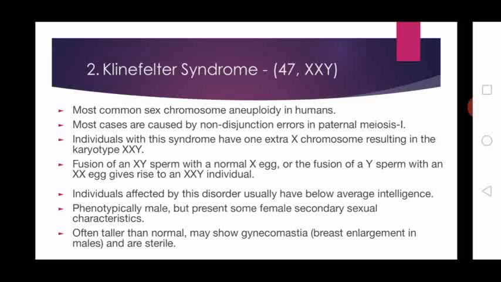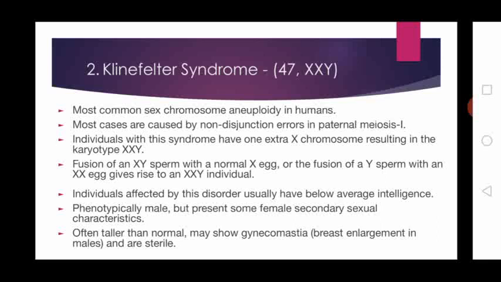Individuals with Klinefelter syndrome will carry one extra X chromosome, resulting in karyotype XXY. Here, the fusion of an XY sperm with a normal X egg or the fusion of a Y sperm with an XX egg gives rise to an XXY individual. Usually we will have a combination of XX or XY. Here we will get a combination of XXY. This arises due to non-disjunction.